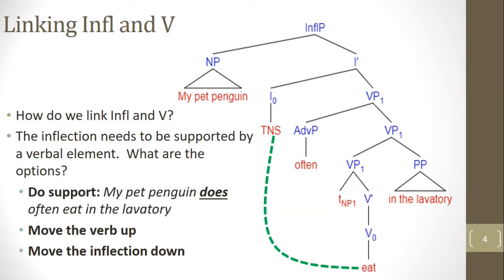So how might we go about testing this hypothesis that the verb can move up or that the inflection can move down? One useful mechanism is to merge an adverbial on the verb phrase node.